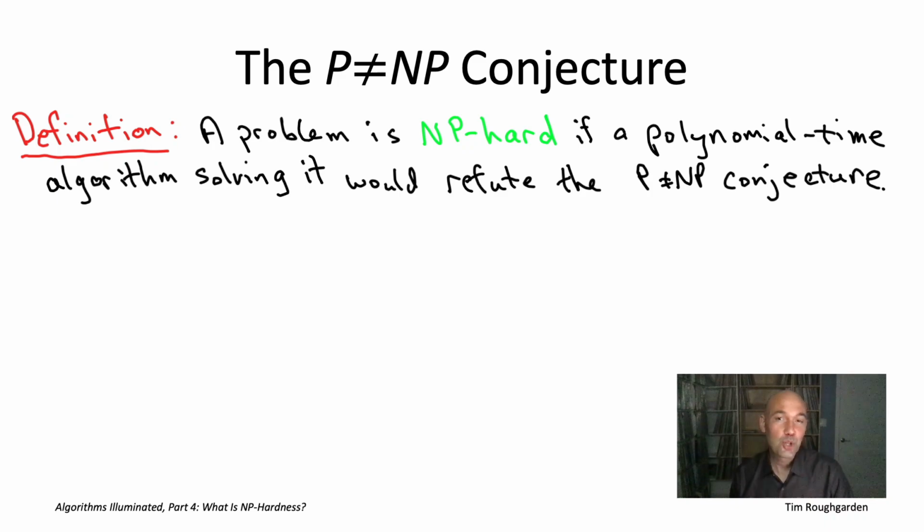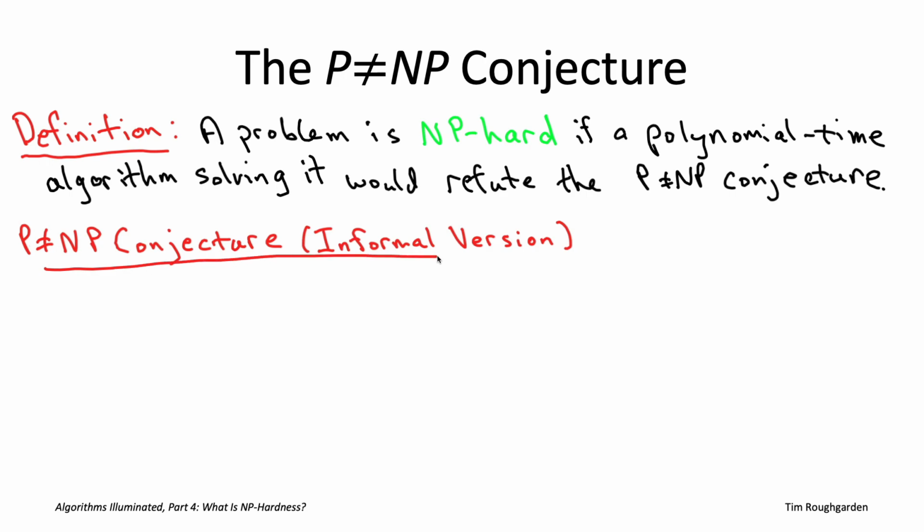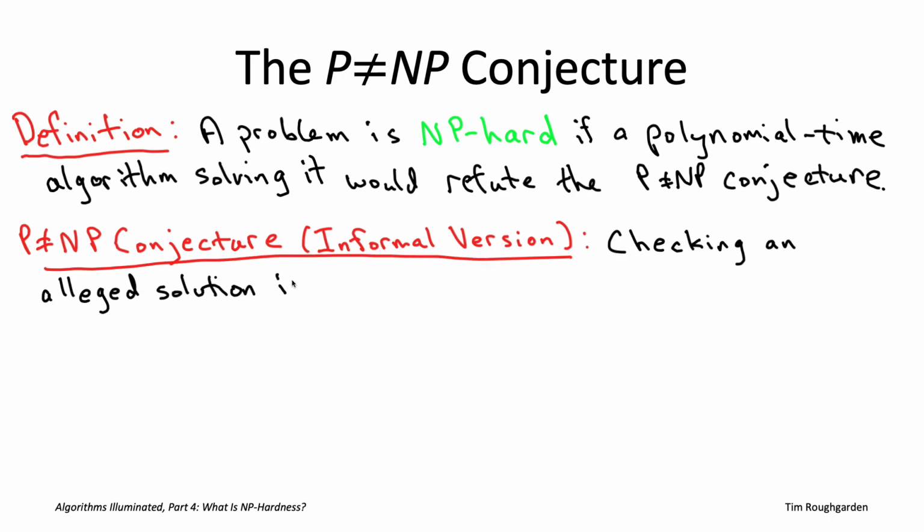And it's a statement that should resonate with anybody who's had experience both doing homeworks and grading other people's homeworks. So the informal version of the conjecture states something very intuitive. It states that checking someone else's alleged solution to some computational problem should be a fundamentally easier task than coming up with that solution yourself.